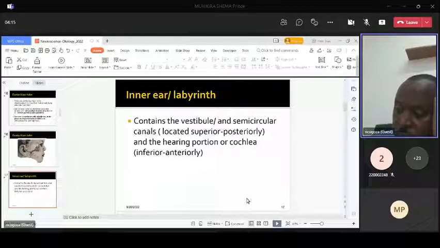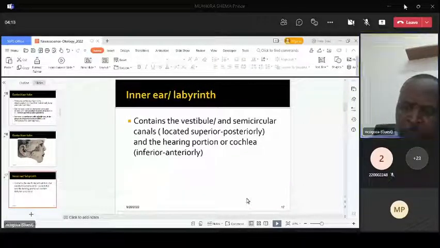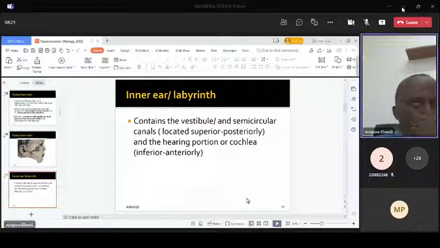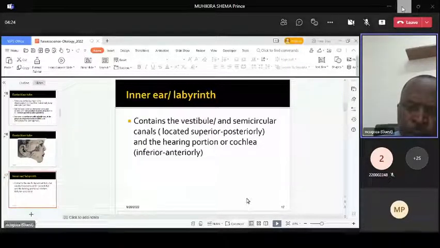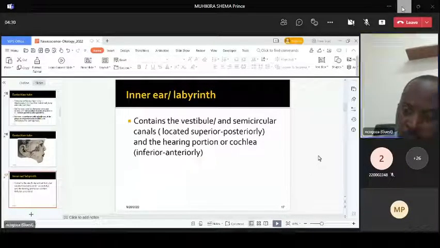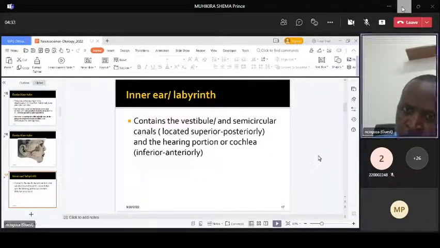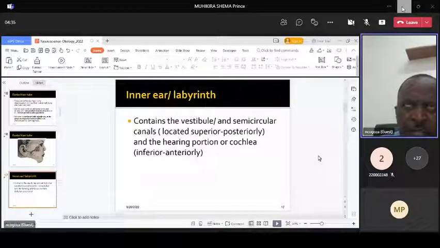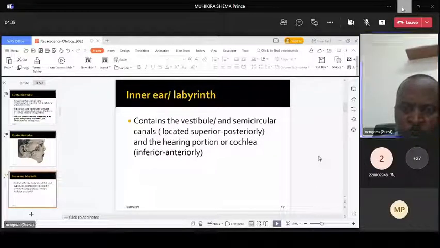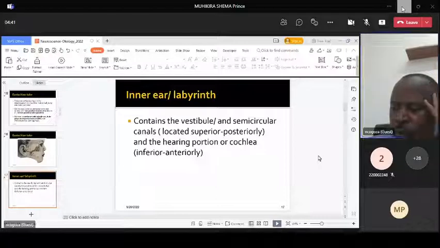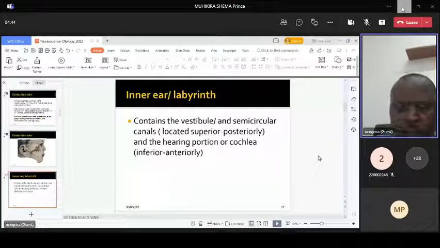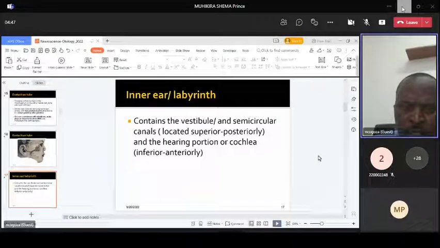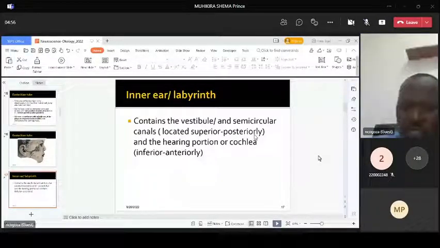So the inner ear is made of two important parts. One is the vestibular system, and the other one is the hearing system. This one is the hearing system, and the other one is the balance system. The balance system is located superiorly and posteriorly, while the hearing system is located anteroinferiorly.